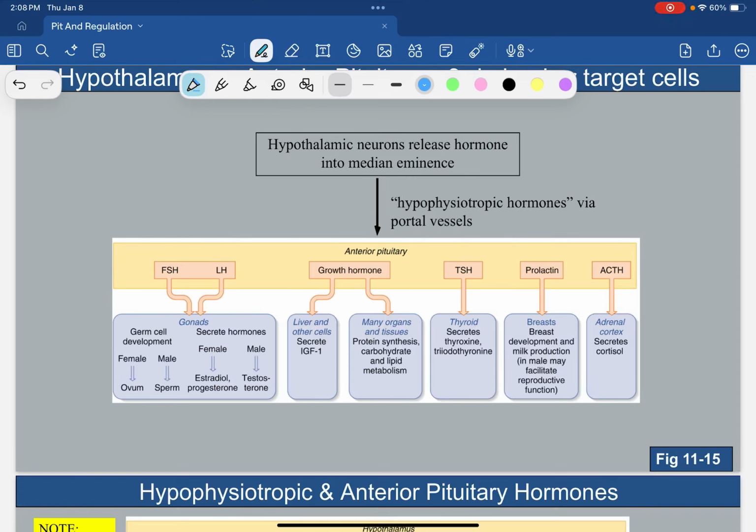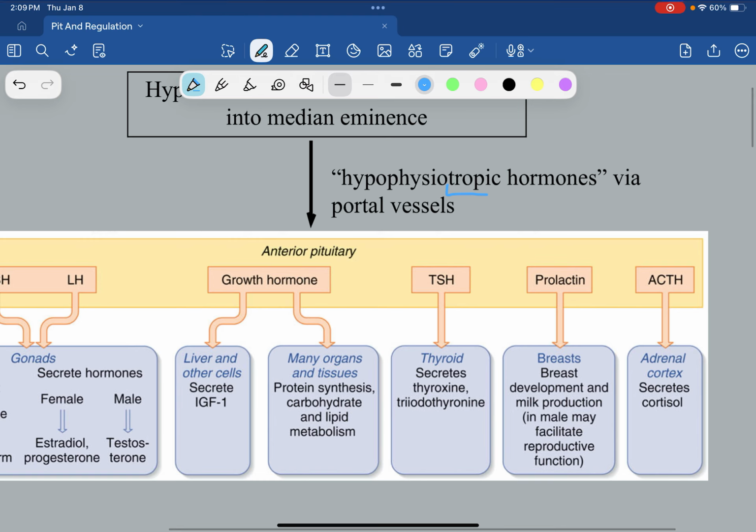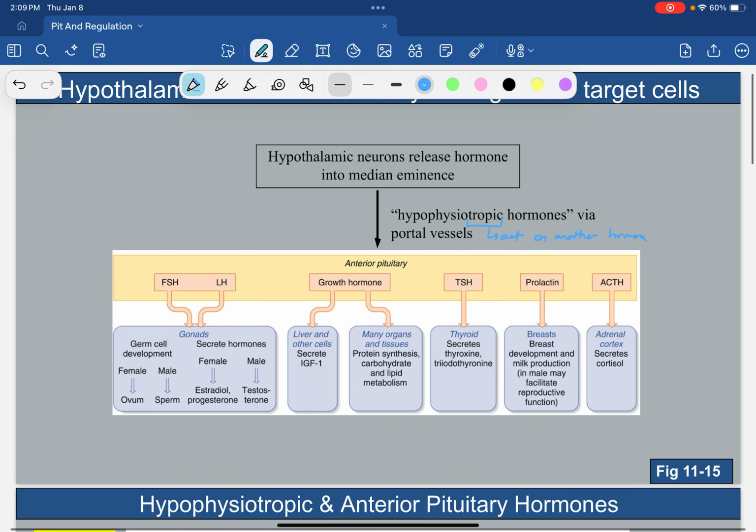Okay, so today we're going to be talking about our hypothalamus and pituitary regulation. To begin, this is a very good summary of our anterior pituitary hormones and what they regulate. The word tropic basically means that they act on another hormone. So it's important to remember that these hormones are all going to act on these ones.